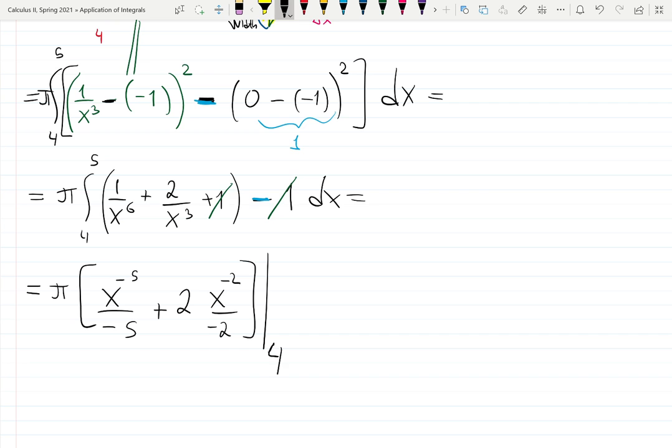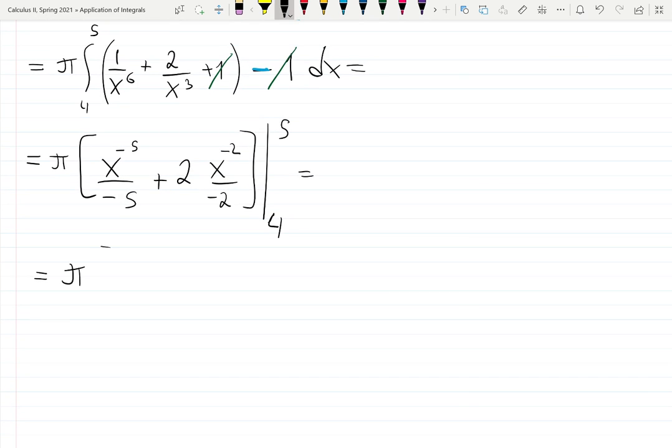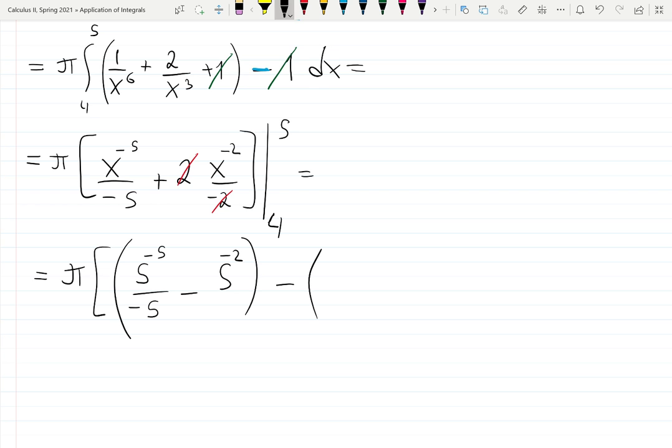From 4 to 5, plug the top minus the bottom. You will have pi outside. It's going to be 5 to the minus 5 over minus 5, plus 2 cancels out with 2, so it's actually minus 5 to the minus 2, put parentheses, minus 4 to the minus 5 over minus 5 minus 4 to the minus 2.